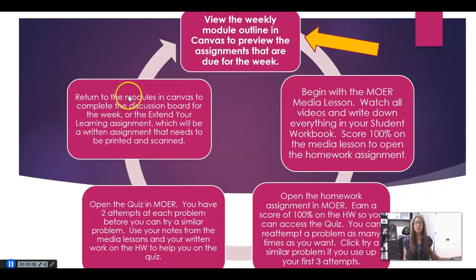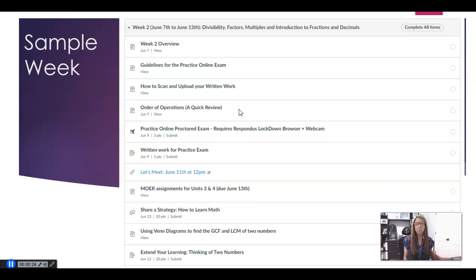You want to start each week by viewing the weekly module outline in Canvas to preview the assignments that are due for the week. Remember, each week you should go to the modules page and look at the module for the week that we are in. So let's take a look at a sample week. For week 2, for instance, this is what you will see in the week 2 module.